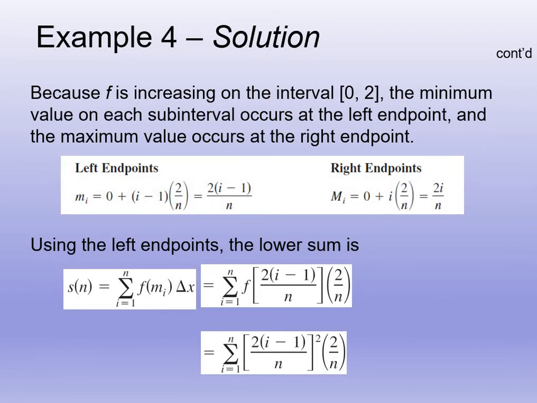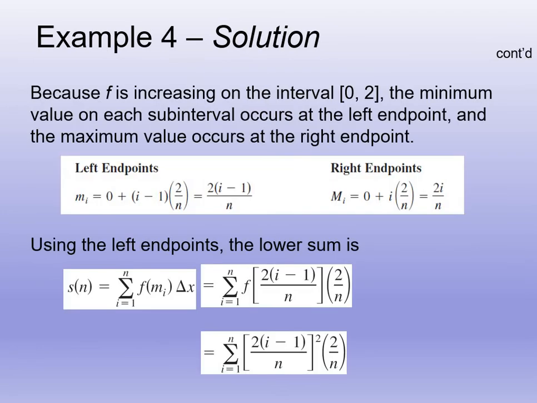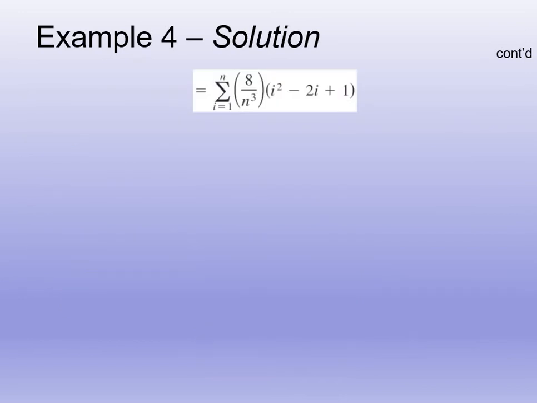Now notice that we have something in terms of i and we have something in terms of n. We're going to have to do some simplification here. I'm going to step back one slide. If we square everything out and multiply through by 2 over n, you're going to get this. We're going to get the sum from i equals 1 to n of 8 over n cubed times the polynomial i squared minus 2i plus 1.